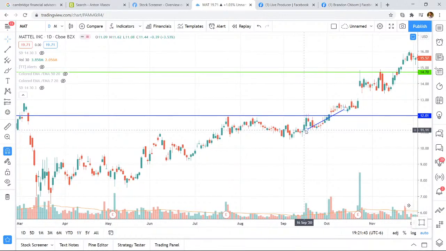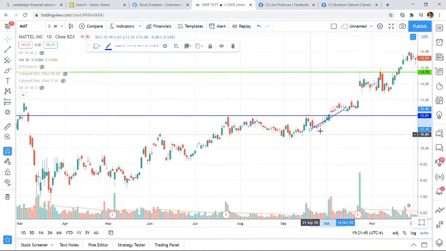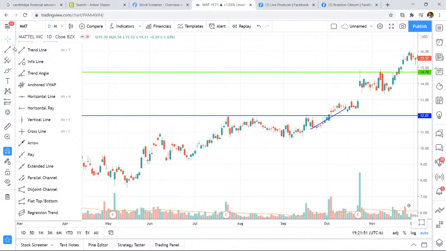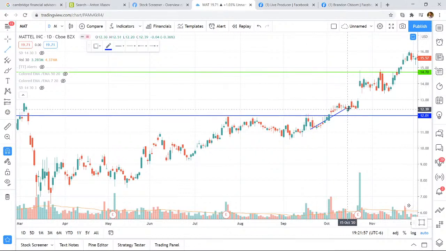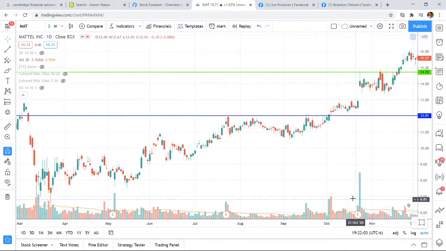The idea is to essentially find a stock. Okay, come on. Now, I know what I can do.